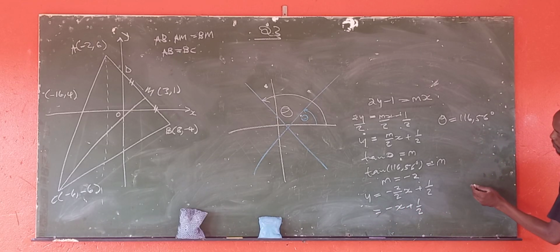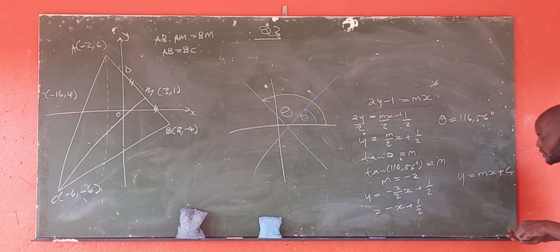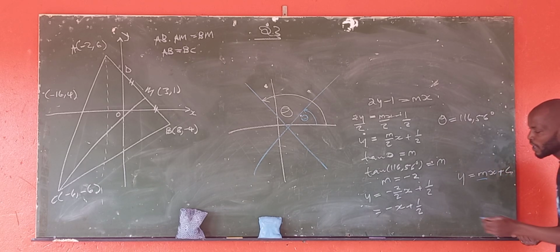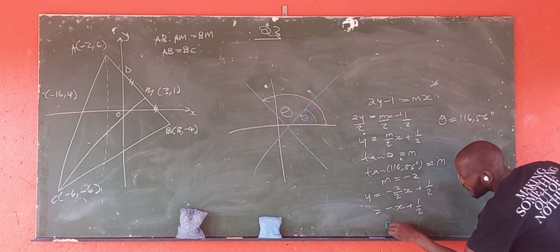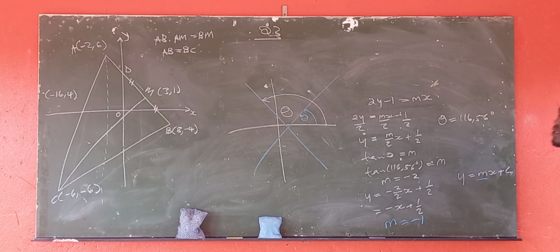So here, what is the value of the gradient? If our equation is in the form y equals mx plus c, the gradient is m. What is the coefficient of x? So in this case, our gradient is equal to negative 1, right? In the case of that straight line, our gradient is equal to negative 1.